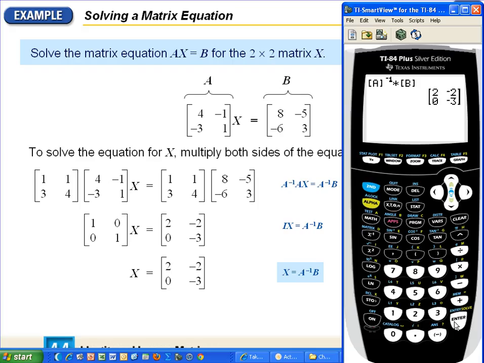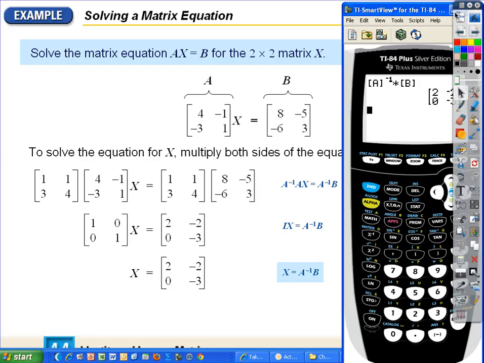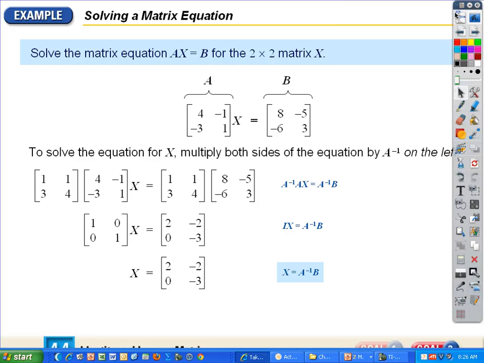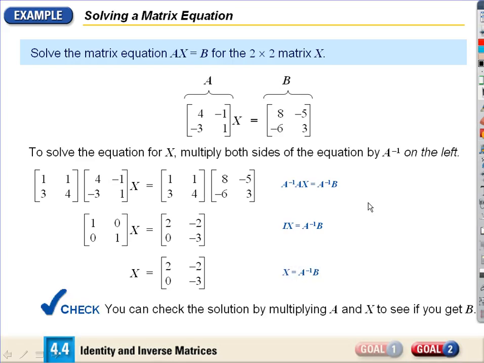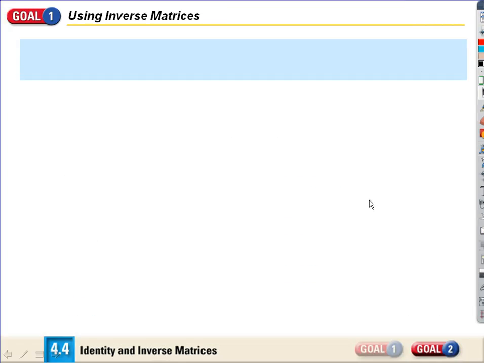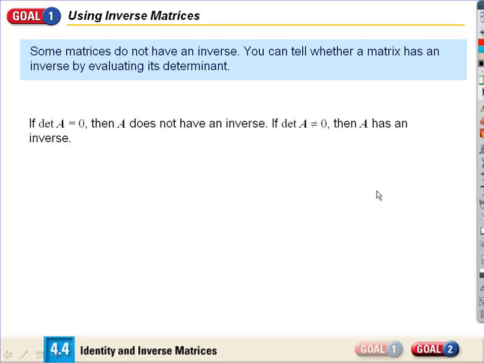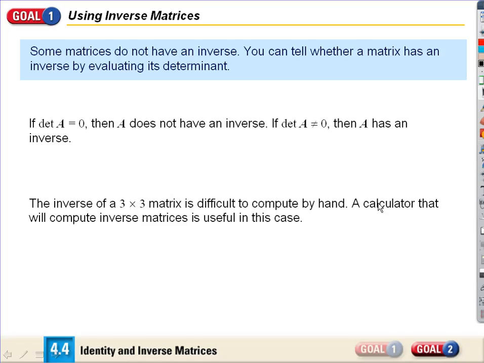Okay, now why? So that's why we introduce inverses. The main reason for us this year, that's the only reason, is to solve matrix problems. Do matrix algebra. Okay, and here it just mentions that if determinant of A is 0, then it doesn't have an inverse. The inverse of a 3x3 matrix is difficult to compute by hand, and a 4x4 or a 5x5 is really difficult, but calculator does it quickly.